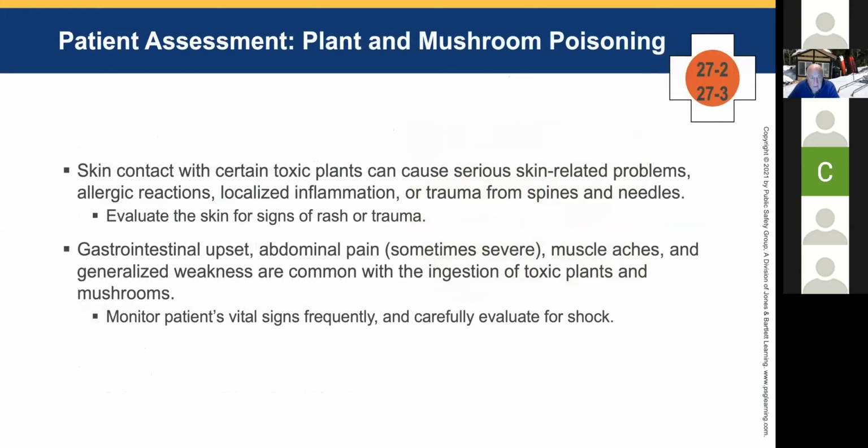Skin contact with certain toxic plants can cause serious skin-related problems, allergic reactions, localized inflammation, or trauma from spines and needles. We want to evaluate the skin for signs of rash or trauma. We want to look for gastrointestinal upset, abdominal pain, sometimes severe muscle aches, generalized weakness, and they're pretty common in the ingestion of toxic plants and mushrooms. Again, monitor the patient's vital signs frequently and evaluate for shock.